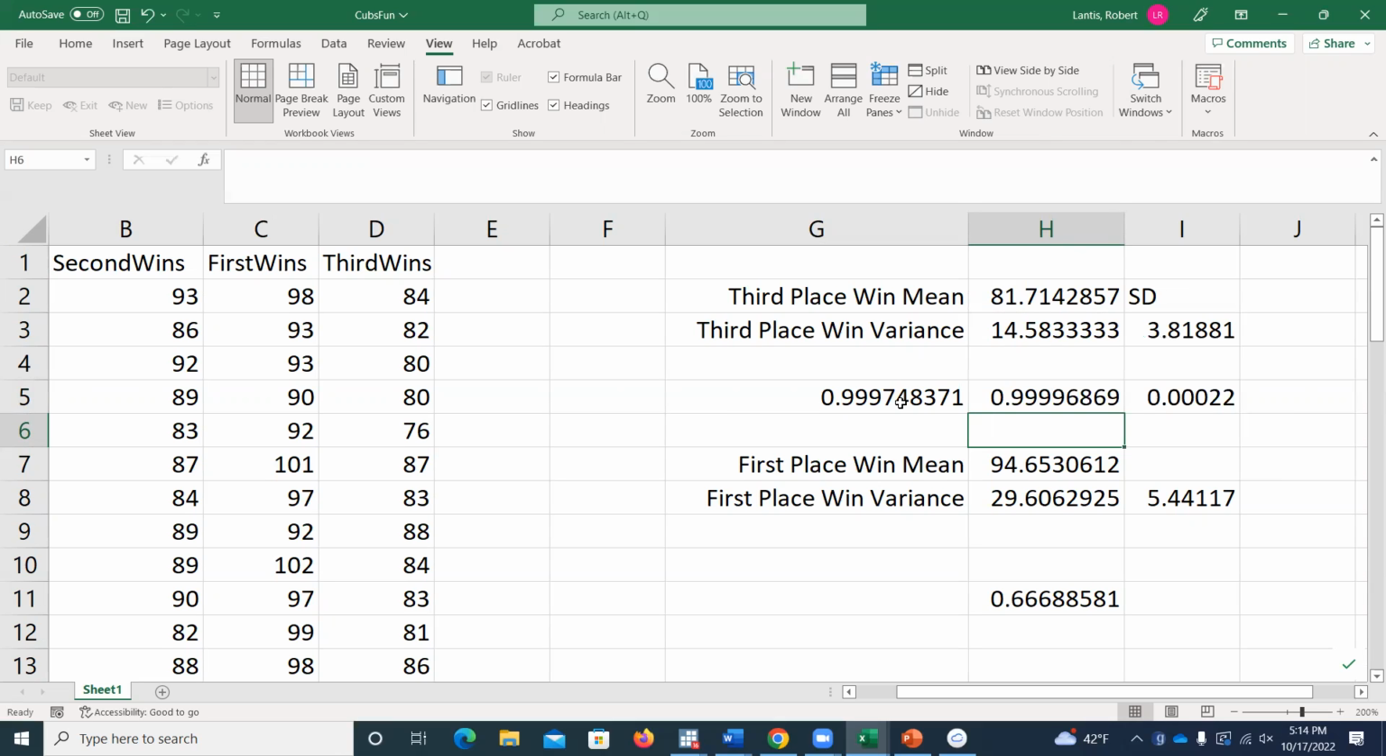And you can do this with first place wins and things like that as well. But this shows that as long as you can find a normally distributed variable, you can start to play around with how likely or unlikely it was that you saw this variable take on certain values, right?